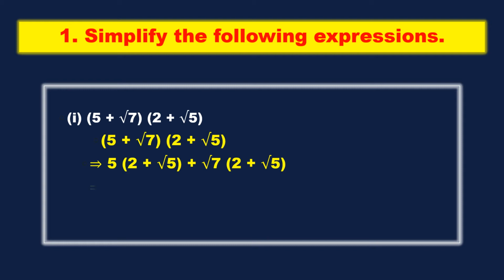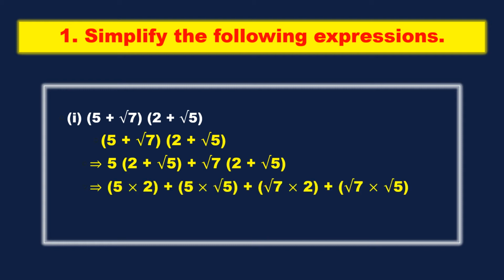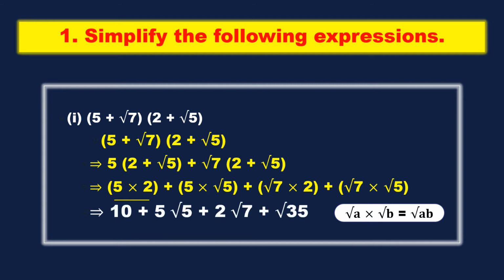Okay, so 5 into 2 is 10. I am writing like this, distributing 5 to 2 as well as 5 to root 5. And here you have plus, so I put plus here. Next, root 7 should be distributed, so root 7 into 2, and root 7 into root 5 here. Okay, in between there is plus, so put plus in between. Okay, now multiply. 5 2s are 10. Okay, and 5 into root 5 is 5 root 5.